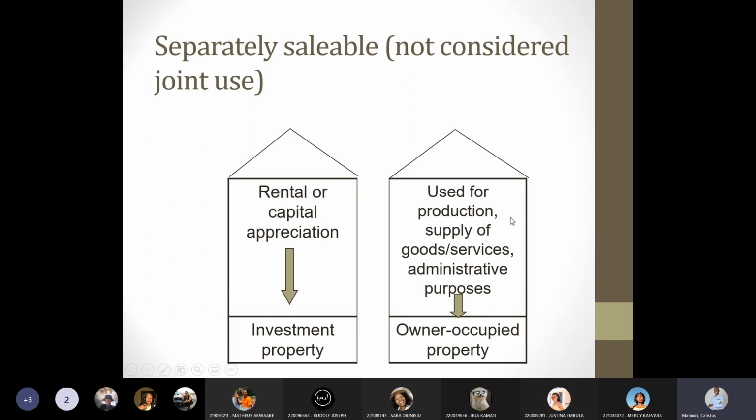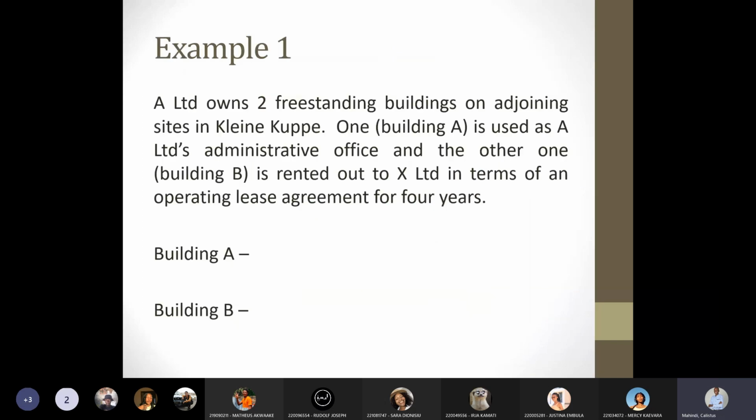However, the property on the right is used for the production or supply of goods or services or for administration purposes. That property is classified under IAS 16. So we have two separately saleable properties with different uses. These properties can be classified differently. The one for rental or capital appreciation will be classified as investment property. The one used in the supply or production of goods or services or for administration purposes will be classified under IAS 16 as owner-occupied property.